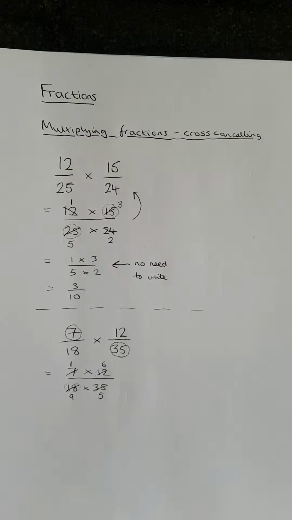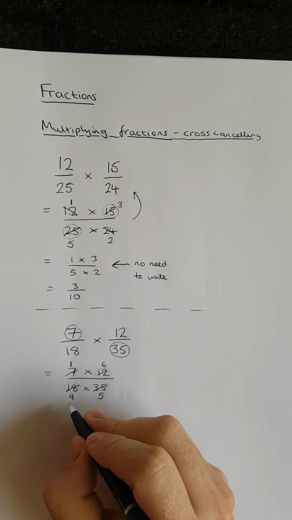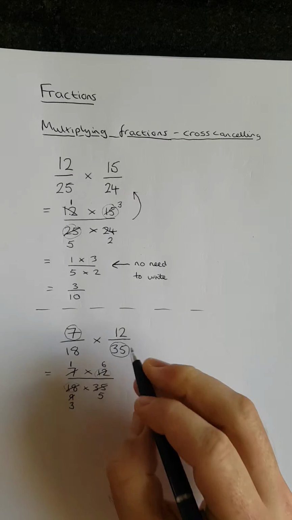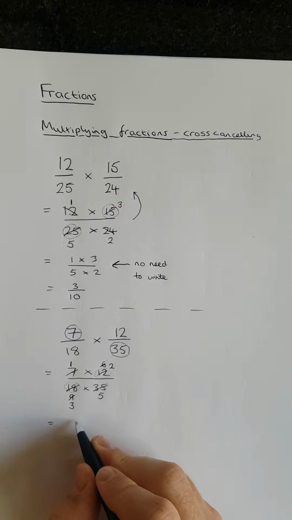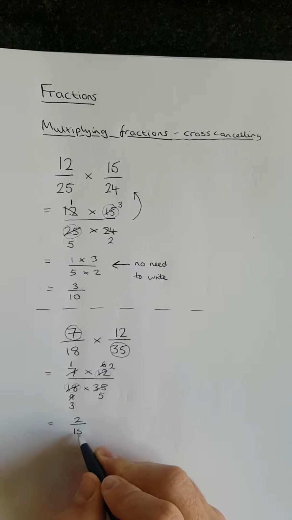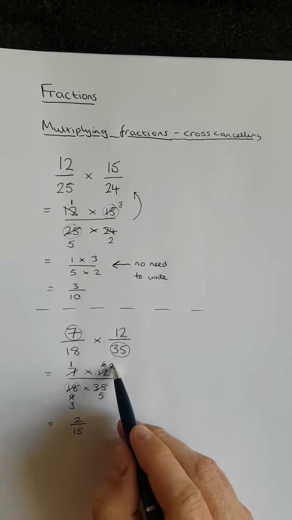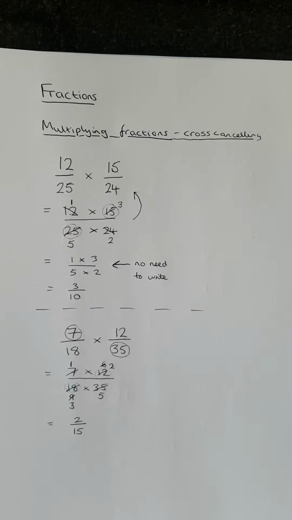Now, if you're watching carefully, you'll look at 6 and 9 and you'll spot something. That's right, they're both in the 3 times tables. So I can simplify that to 3 and that to 2, which makes my answer 2 over 15. 1 times 2 and 3 times 5.